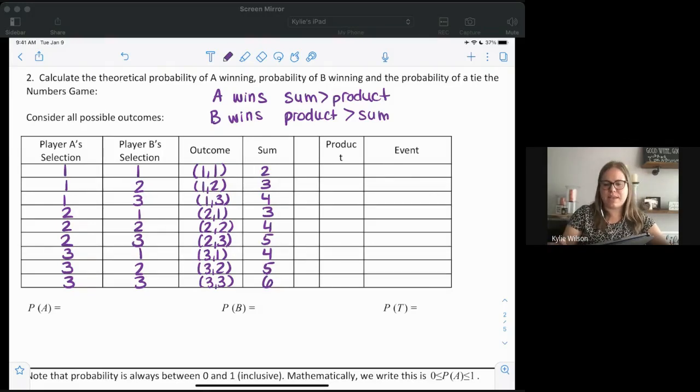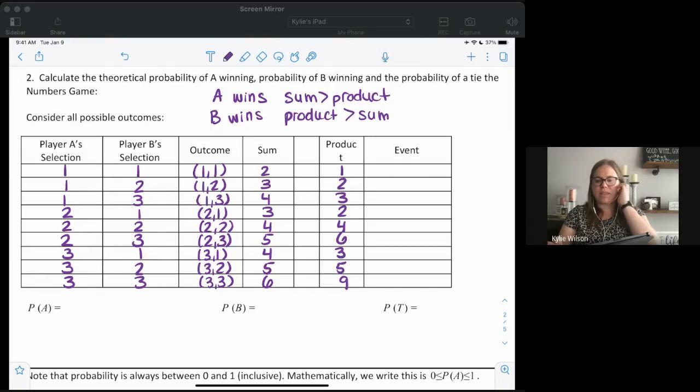Now we'll look at the products. 1 times 1 is 1. 1 times 2 is 2. 1 times 3 is 3. 2 times 1 is 2. 2 times 2 is 4. 2 times 3 is 6. 3 times 1 is 3. 3 times 2 is 5. And 3 times 3 is 9.